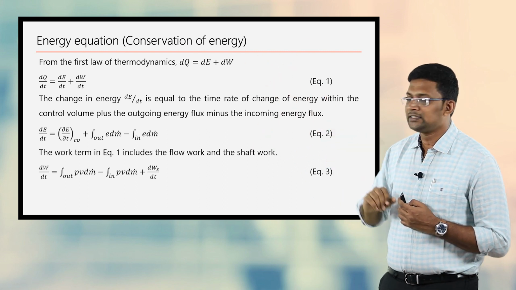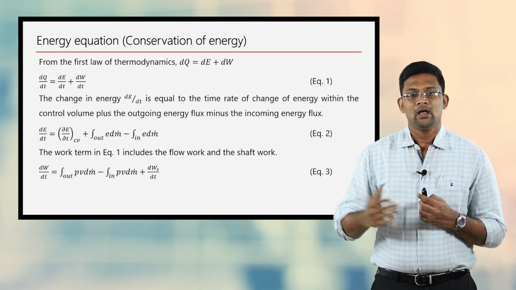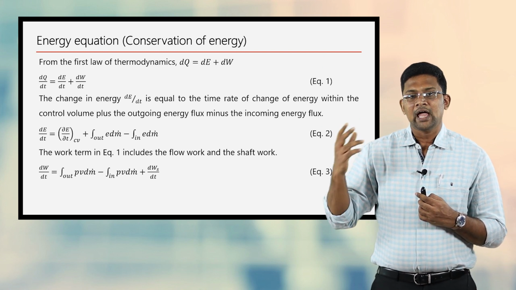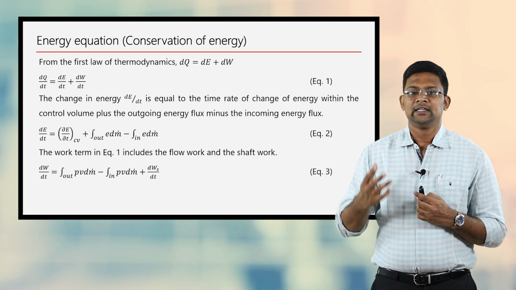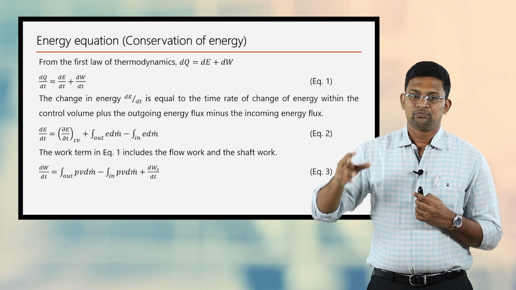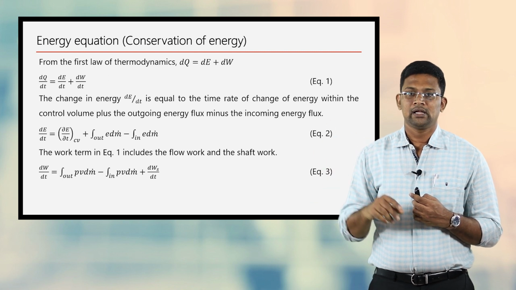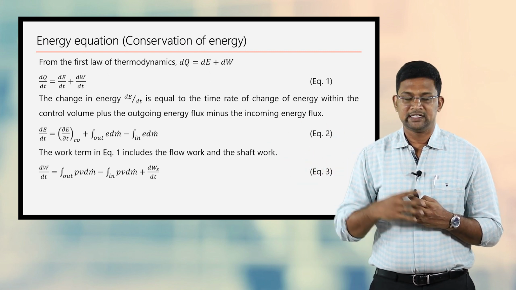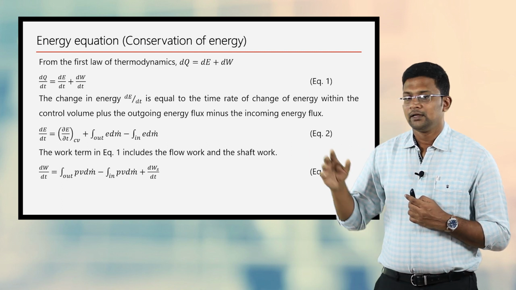Now moving to the second term on the right hand side, that is the work term. As we know, for a flow process, the work term includes two things, the flow work and the shaft work. Flow work is nothing but the pressure volume work, and we have also got a shaft work which is indicated by Ws.